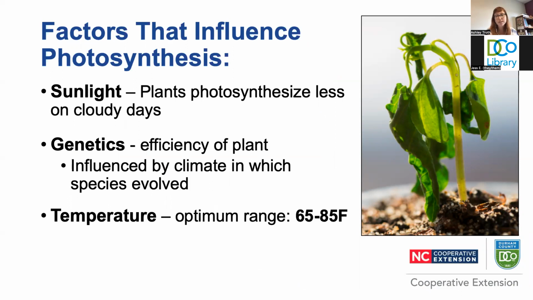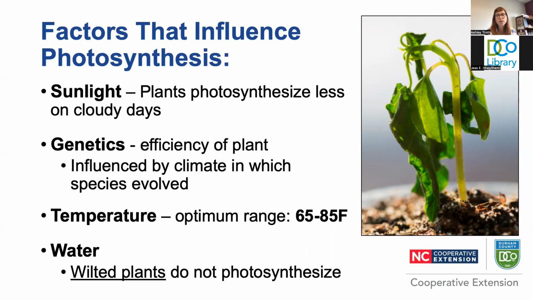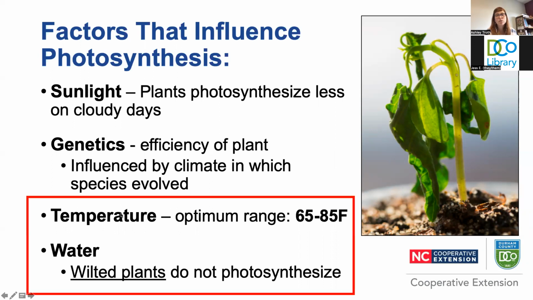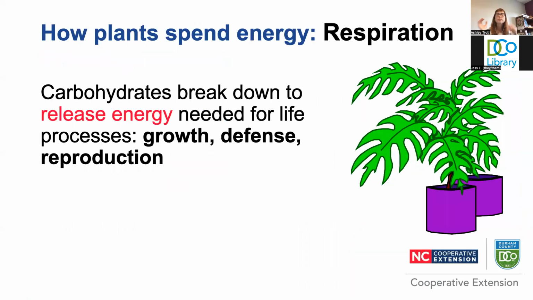Temperature: the optimum range is 65 to 85 degrees. Above 85 degrees, which our summers often are, right? You have a lot of problems because those stomata close up to preserve water. Wilted plants also do not photosynthesize as well. And these are really the two down here that start causing us a lot of trouble where we are. So we have these really hot summers, even our nights are hot, and the plants have to close up those stomata. Otherwise, they're worried they're going to lose all their water. But when that happens, again, can't take in carbon dioxide. And so that's all about making energy.